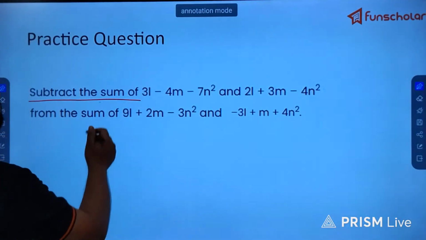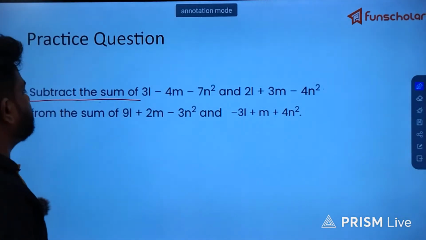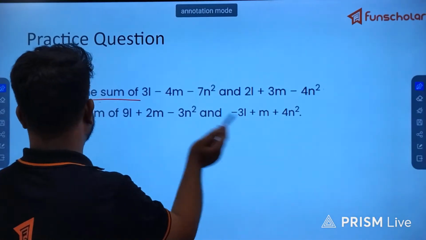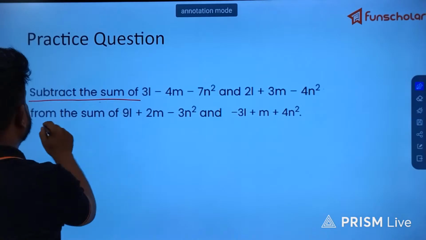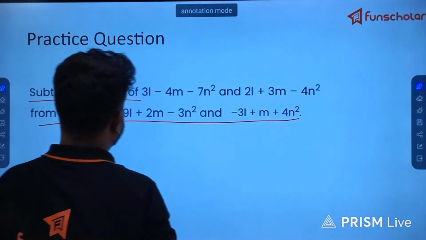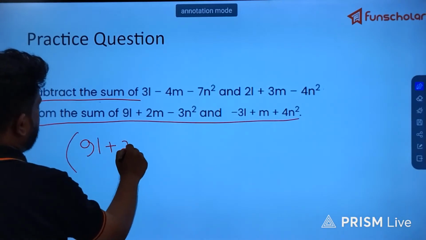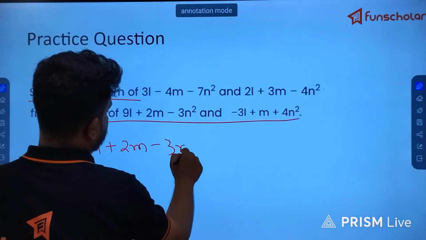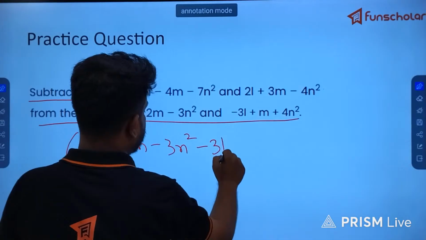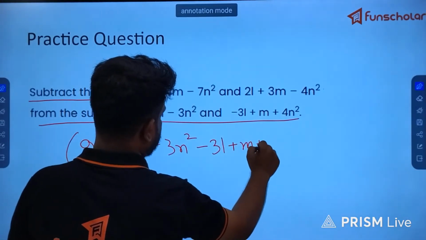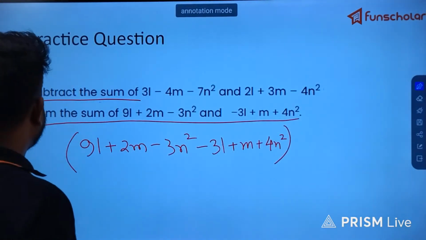So subtract the sum of this and this from the sum of this and this. Okay. So we have to write it down first. 9l plus 2m minus 3n square, plus and minus will be minus 3l plus m plus 4n square. Okay.